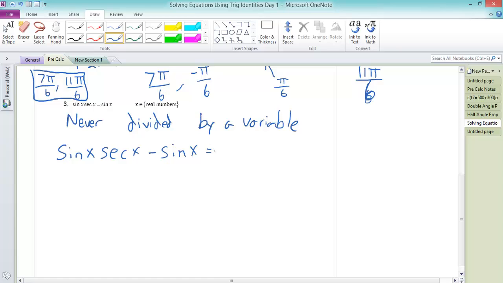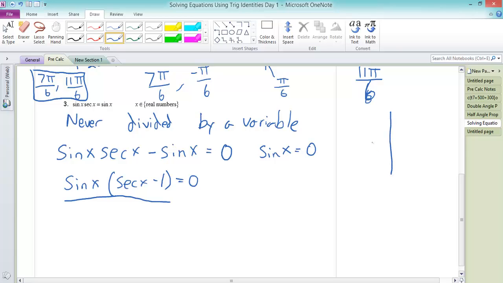Well, sine of x minus sine of x is 0. And what I'm going to do is factor out a sine. I get the sine of x times the secant of x minus 1. And now, being this is equal to 0, I can set both of them equal to 0 because this entire left-hand side is equal to 0 when either the sine of x is equal to 0 or secant x minus 1 is equal to 0.